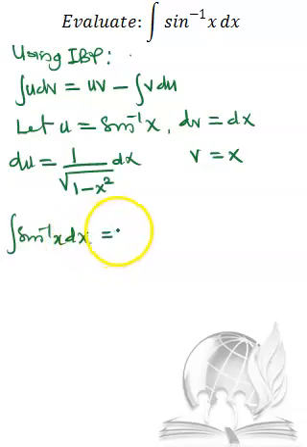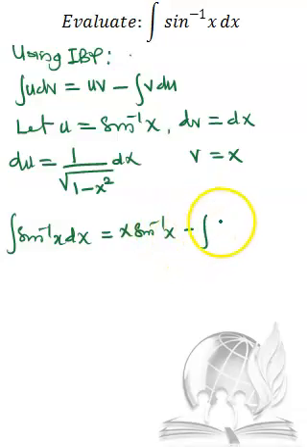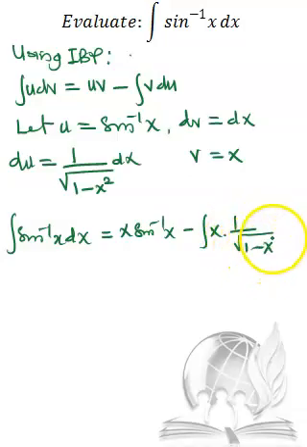So if I plug that into the question, the integral of sine inverse of x dx is now equal to my uv, which is sine inverse of x multiplied by x. So we have x sine inverse of x minus the integral of my v, which is x, multiplied by du, which is 1 divided by the square root of 1 minus x squared dx.